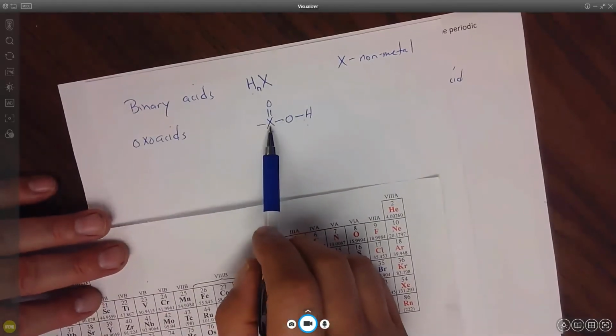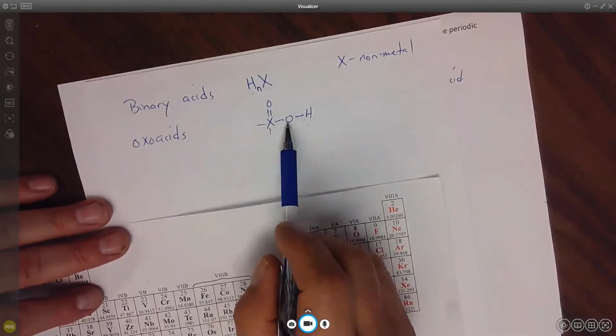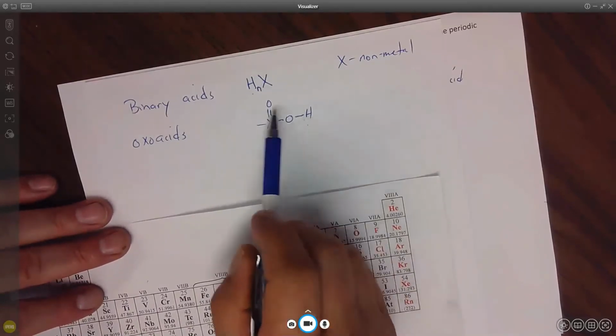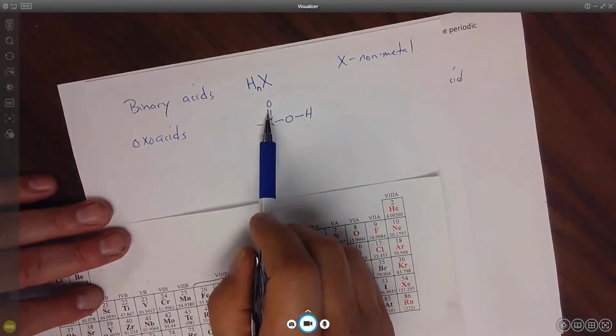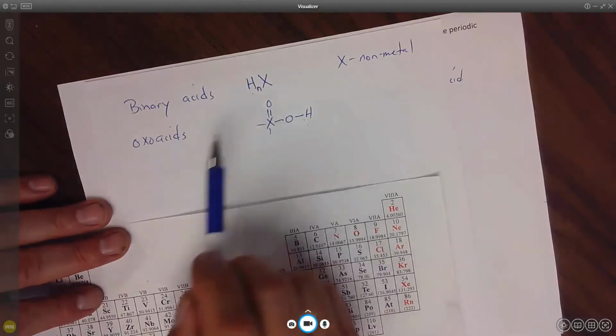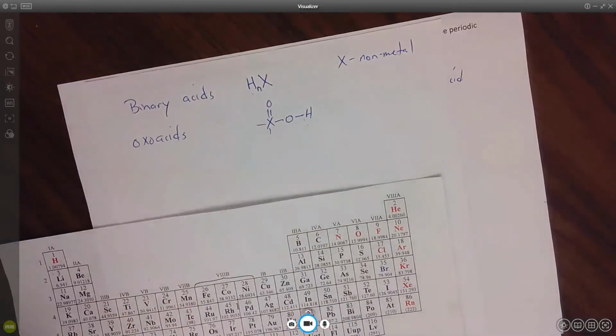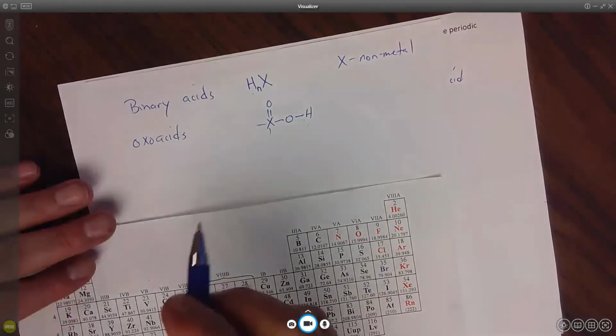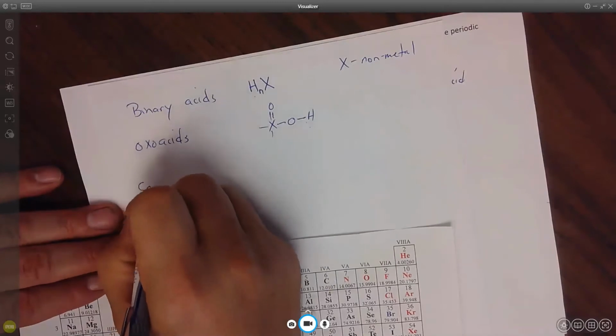We have a central non-metal, and then the OH is the acidic part, and then it usually has double bonded oxygens, and then maybe other stuff. Okay, that's an oxoacid. Then we have carboxylic acids.